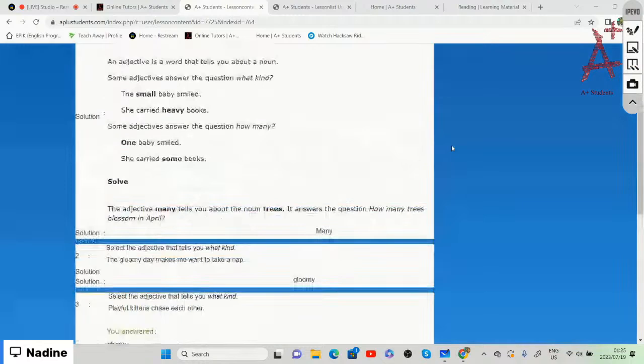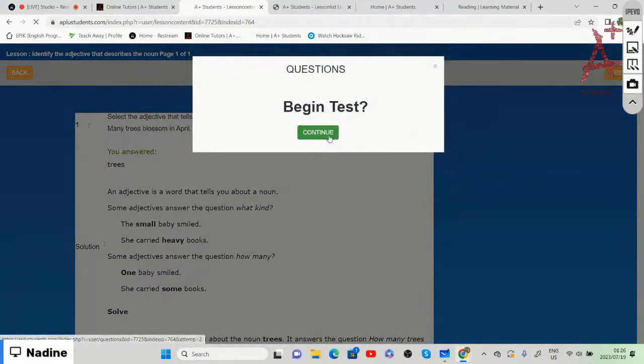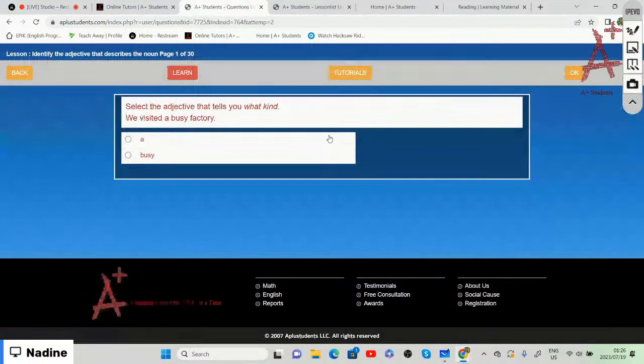All right. And remember we said that some adjectives tell us what kind, and some adjectives tell us how many, right? Keeping in mind how many doesn't necessarily have to be a number. It can also be some, few, many. So now we're going to the test. We need to select the adjective that tells us what kind. What kind?